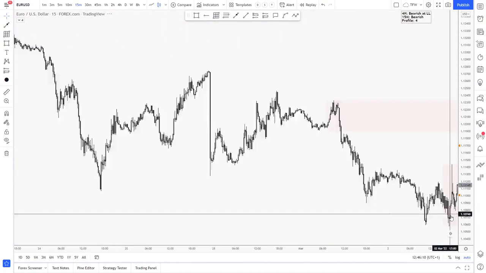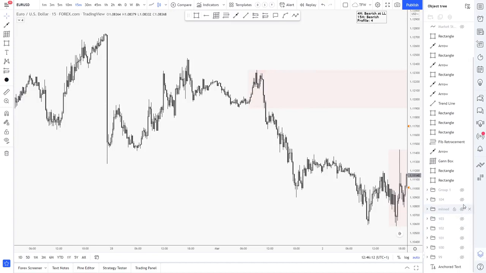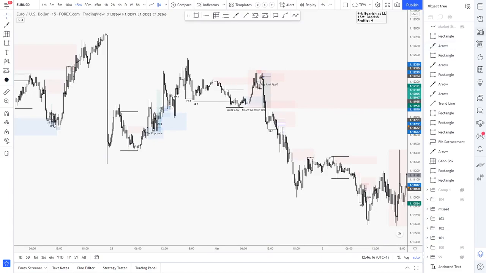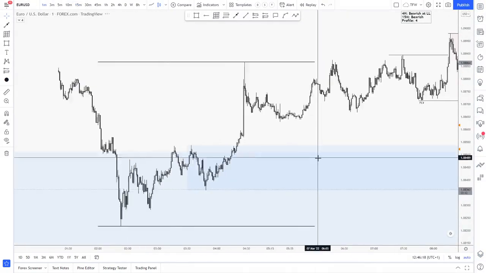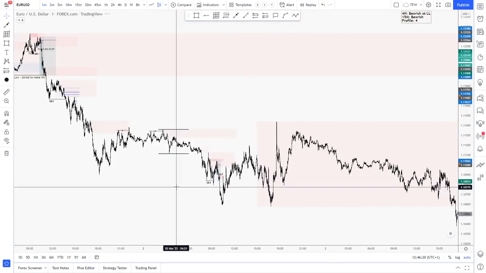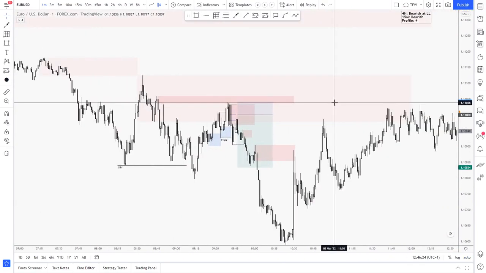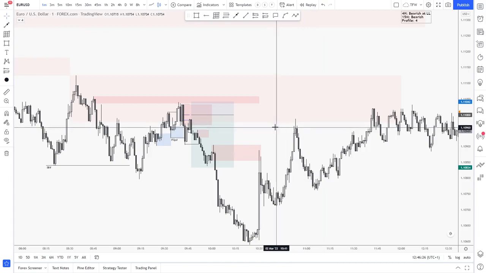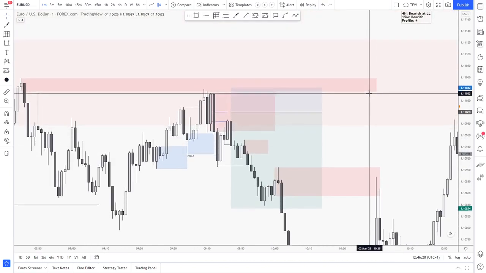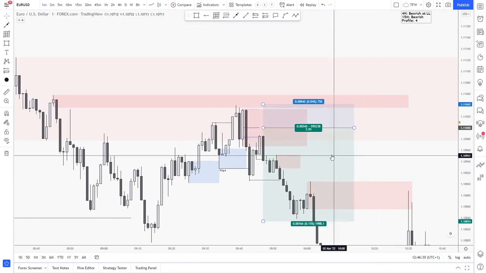Can I find a flip? Do I have any journals right there? Let me try to pull in some journals, so see if we have actually any flips. Let's see what we have right here. Yeah, this is a flip right there. So yeah, this is a perfect flip.